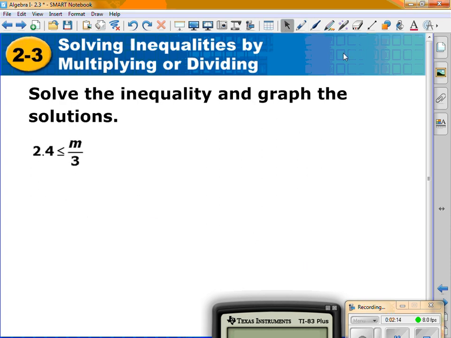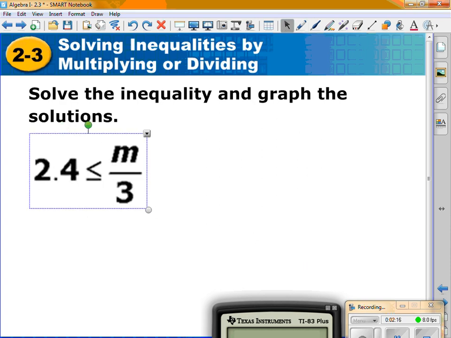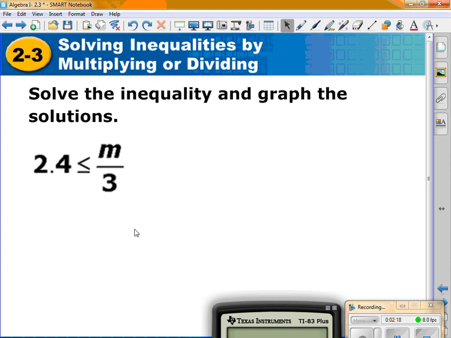This one here. I have 2.4 is less than or equal to m divided by 3. Too many people see these problems and say, I can't do them. There's a decimal and there's a fraction. There's not technically a fraction. On the right-hand side, that says divide. It doesn't say a fraction.